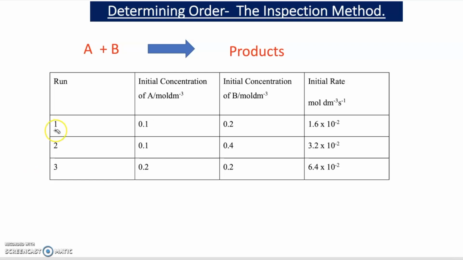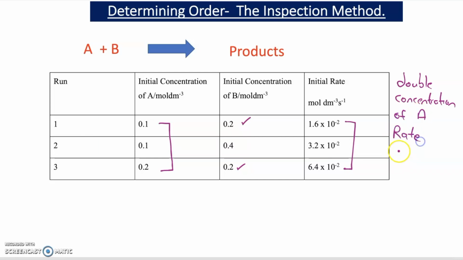So now let's look at how we work out the order with respect to each reactant. If we look at the table here, we have 3 experiments called runs. If we look at run 1 and 3, you can see that we double the concentration of A, but we keep the concentration of the other reactant the same, 0.2 each time. When we double the concentration of A and keep the other reactant constant, you can see that the rate quadruples. And therefore, we can say that reactant A is second order.